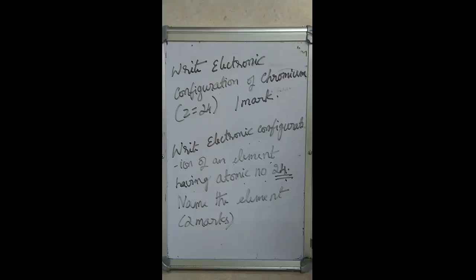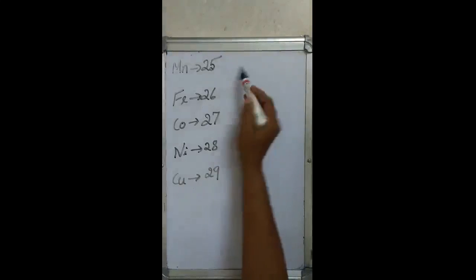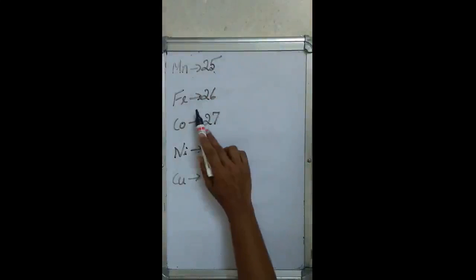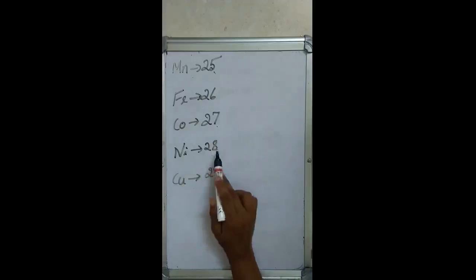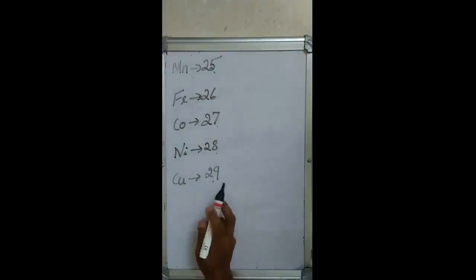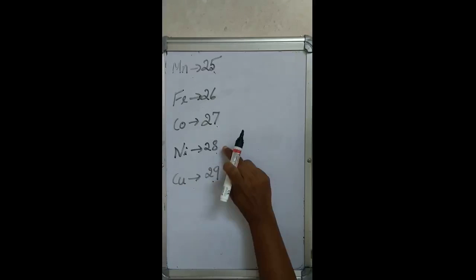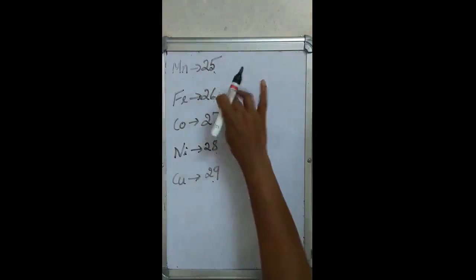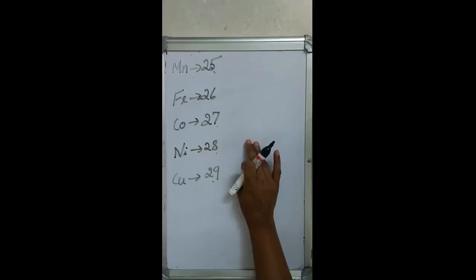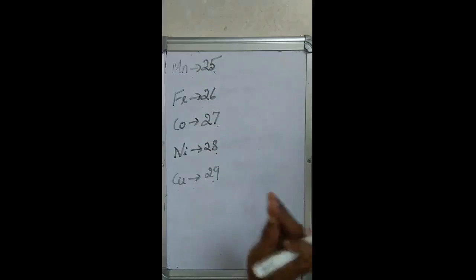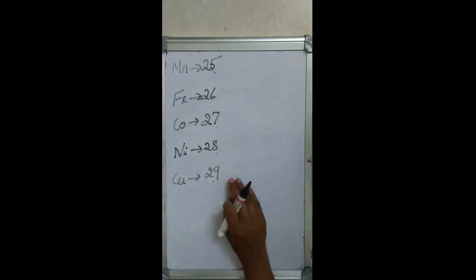Then same thing, up to 30 you should write. Remaining: manganese atomic number is 25, iron atomic number is 26, cobalt atomic number is 27, nickel atomic number is 28, copper atomic number 29, zinc atomic number is 30. So up to manganese, iron, cobalt, nickel, you have to write the electronic configuration. This is homework. Write the electronic configuration and send it through WhatsApp.